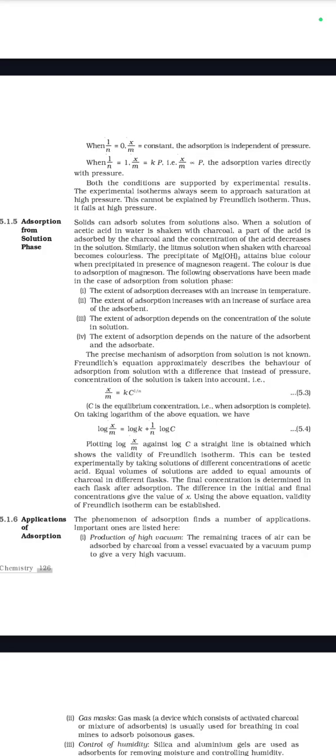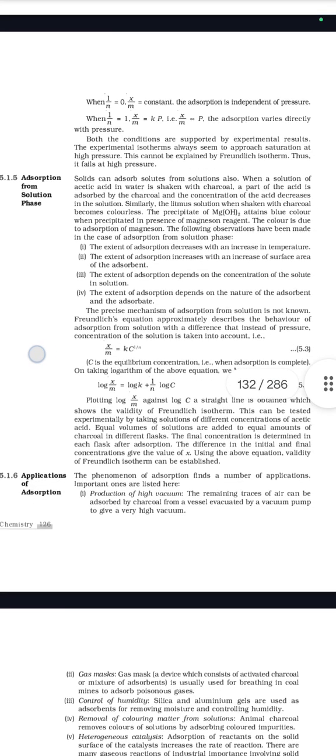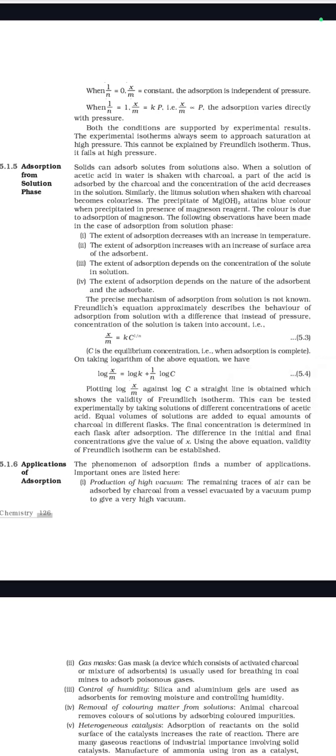The following observations have been made in case of adsorption from solution phase. The extent of adsorption decreases with the increase in temperature. The extent of adsorption increases with the increase of surface area of the adsorbent. The extent of adsorption depends on the concentration of the solute in solution. The extent of adsorption depends on the nature of the adsorbent and the adsorbate. The precise mechanism of adsorption from solution is not known.